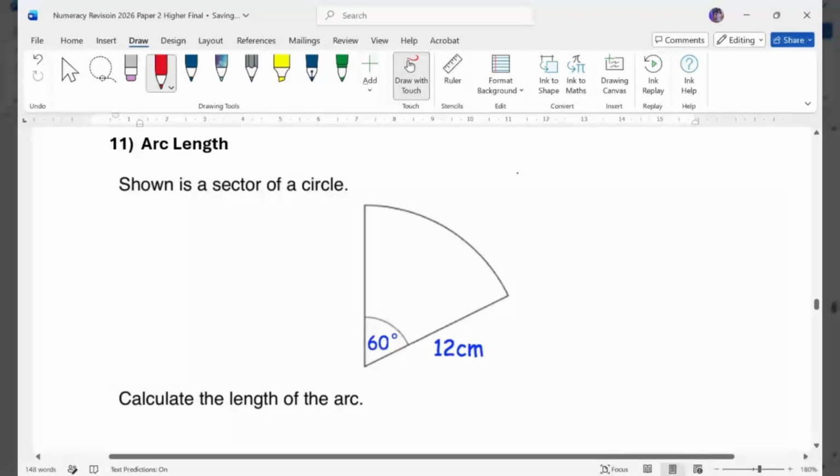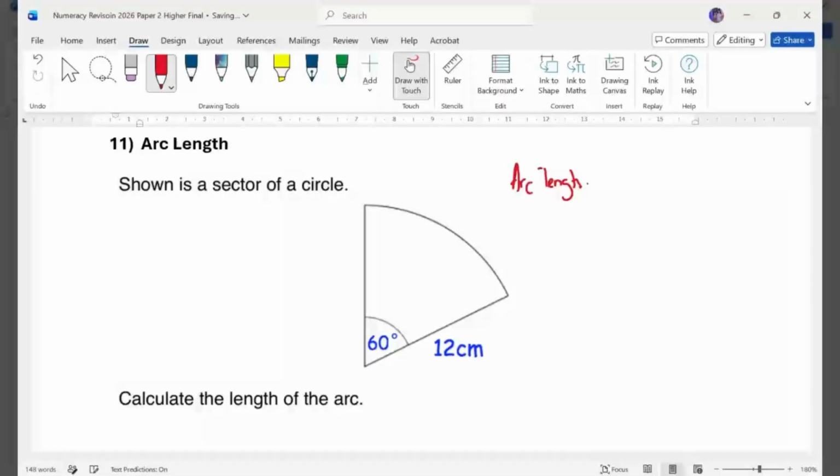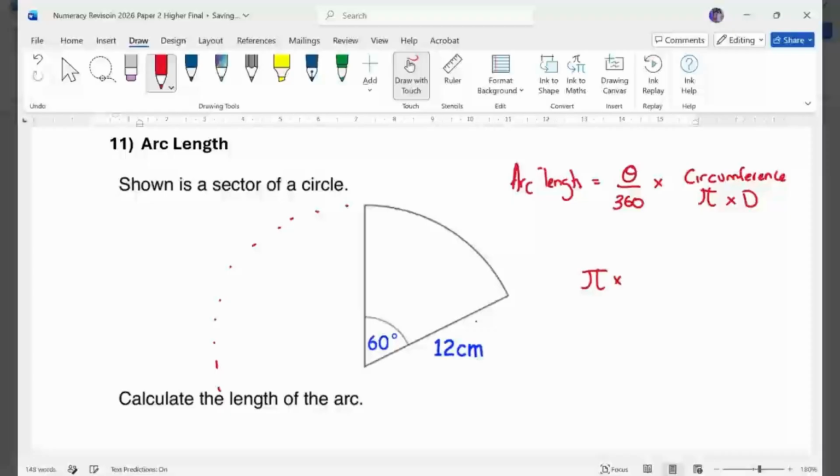So the arc length, the length of an arc, is equal to theta over 360, okay, times the circumference of the circle. But to get the circumference, it's pi times the diameter. So if I was doing this one, and I was imagining this to be a full circle, I would do pi times not 12, because 12 is the radius. I would double it, pi times the diameter, and I would work that out. Then I would take that answer and times it by 60 over 360. No need to simplify in paper 2 because you've got a calculator. Just stick it in. So whatever that answer is times that, and that will give you the length of this arc.